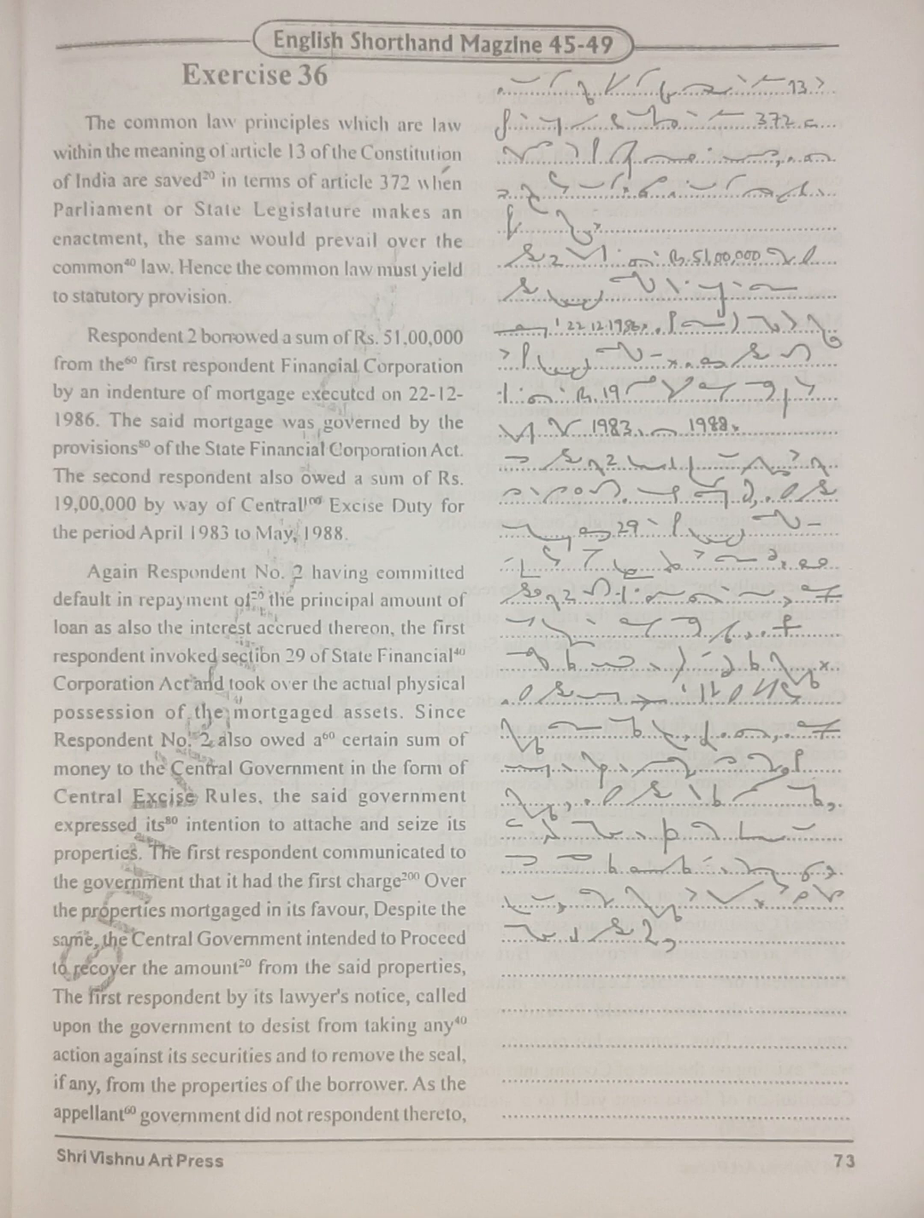Respondent number 2 having committed default in repayment of the principal amount of loan as also the interest accrued thereon, the first respondent invoked Section 29 of the State Financial Corporation Act and took over the actual physical possession of the mortgaged assets. Since respondent number 2 also owed a certain sum of money to the central government in the form of central excise dues, the said government expressed its intention to attach and seize its properties.